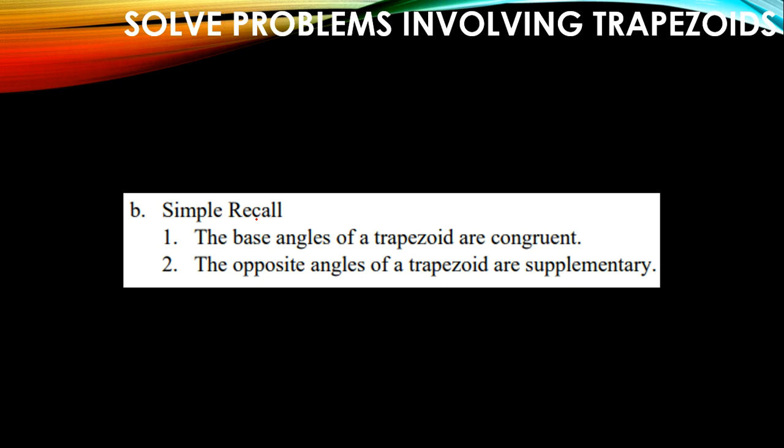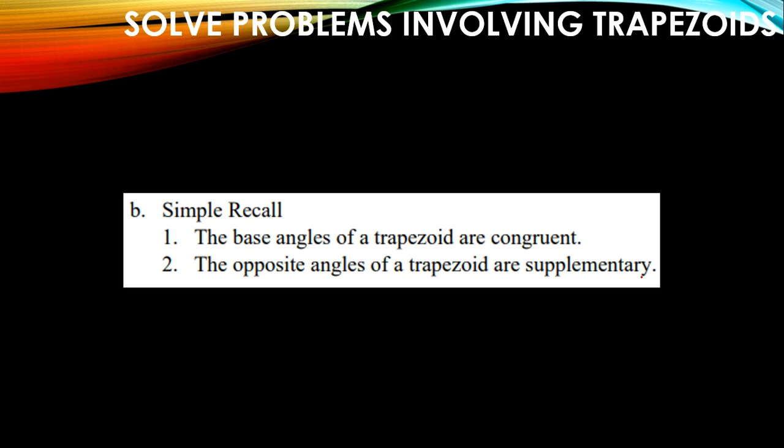So number 1, the base angles of a trapezoid, specifically the isosceles trapezoid, are congruent. If the sides of the isosceles trapezoid are congruent, then the base angles are congruent. Then number 2, the opposite angles of a trapezoid are supplementary. So it is opposite to the properties of a parallelogram.